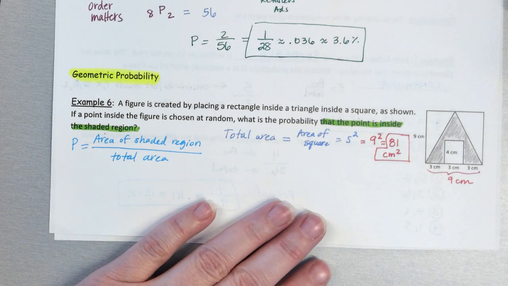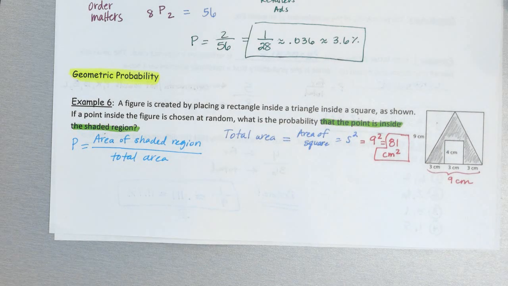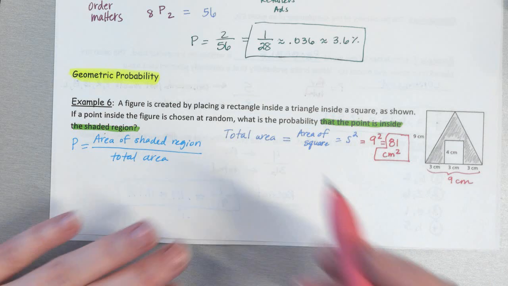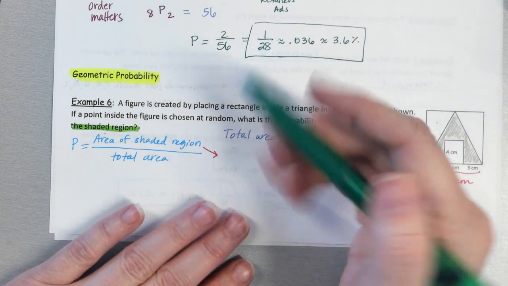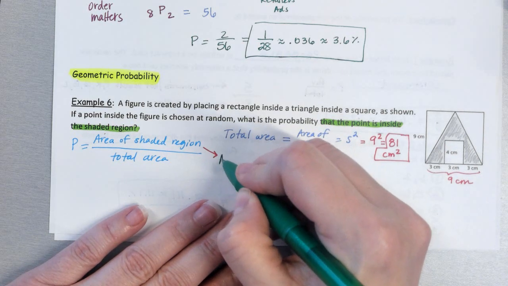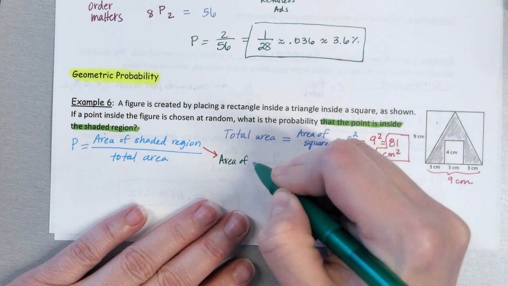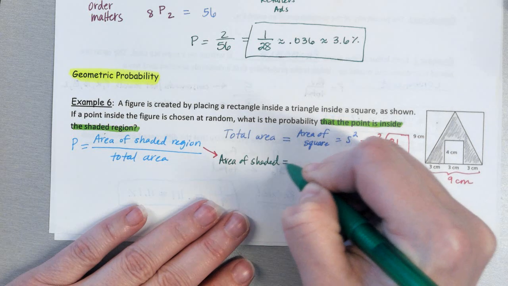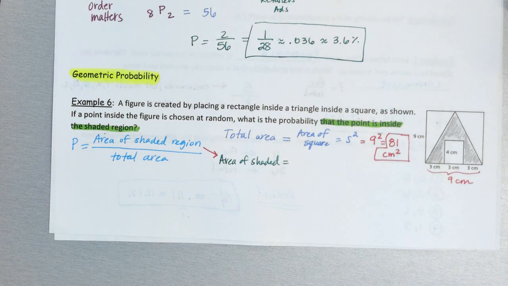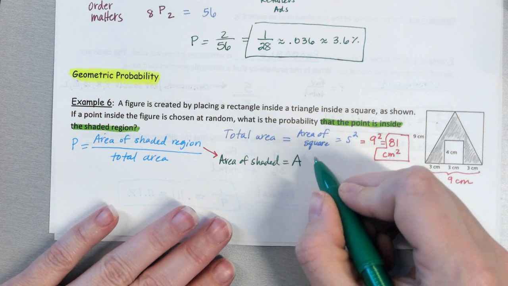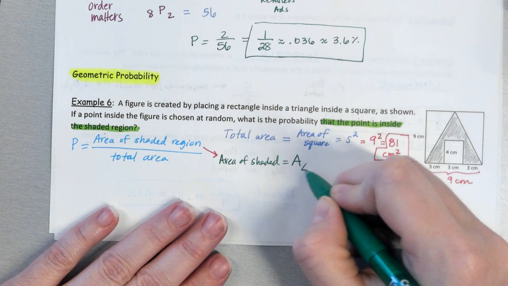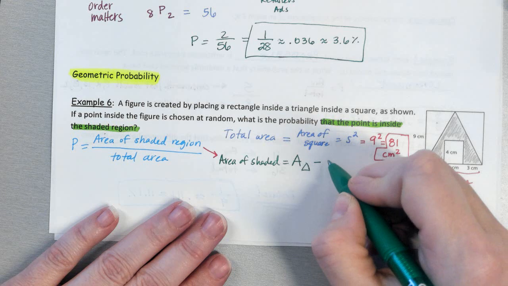All right, now we're going to find the area of the shaded region. How are we going to find the area of the shaded part? Good. Triangle minus rectangle. So do the area of the triangle minus the area of the rectangle.